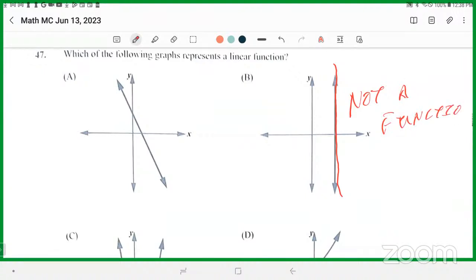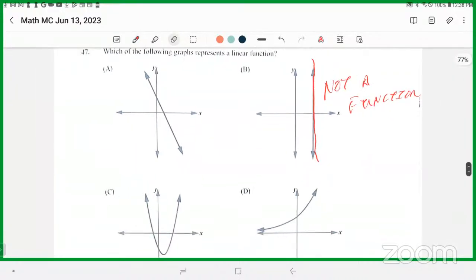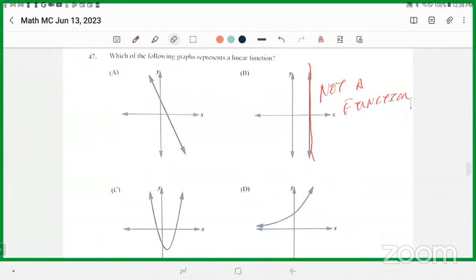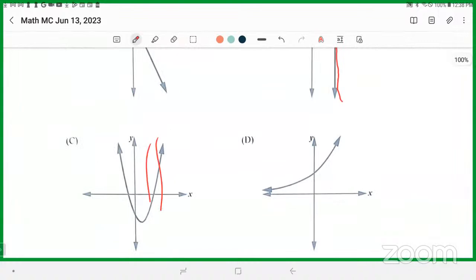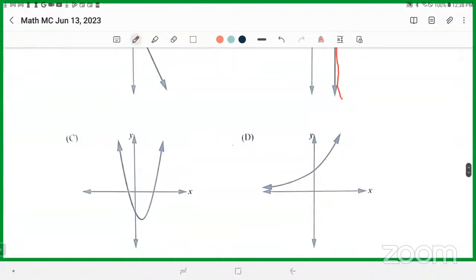The question is asking us for a function. That is not a function, it's a line. The others are functions. So let's leave that one because it fails the vertical line test, right? This one is a function because any vertical line I draw on it crosses it at one point only, but it is not linear. It's not a line. It's actually a many-to-one function, because if I draw a horizontal line on it, it's going to cross at 2 points.